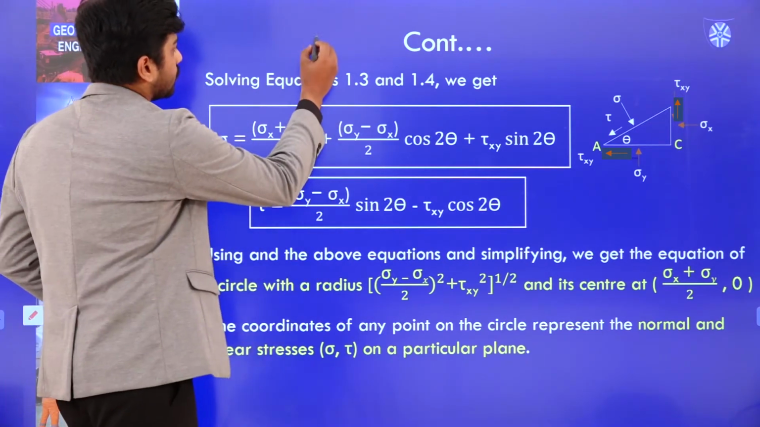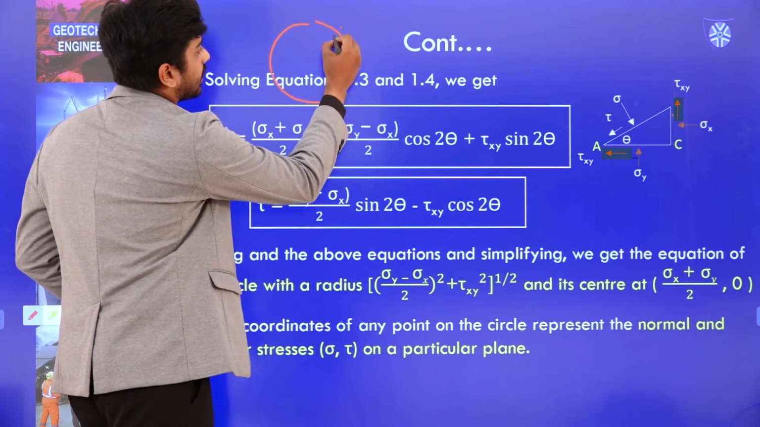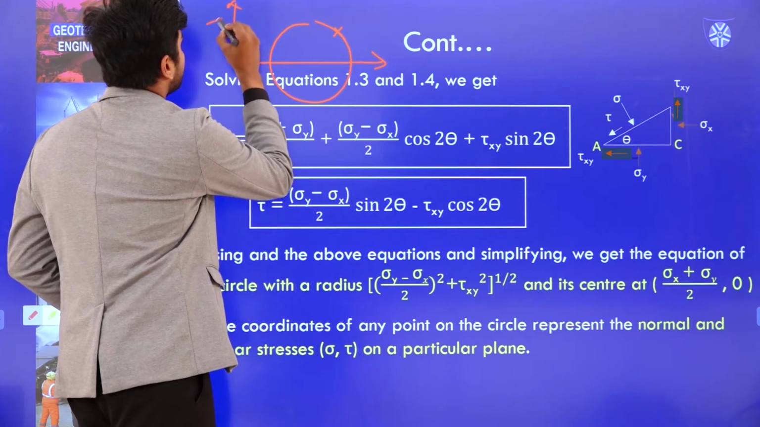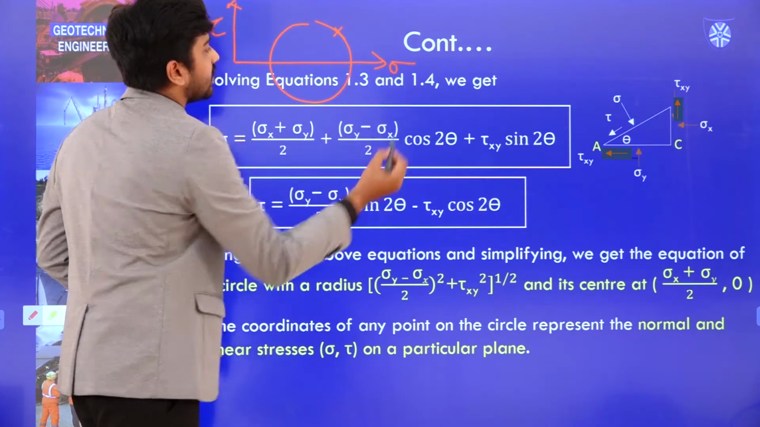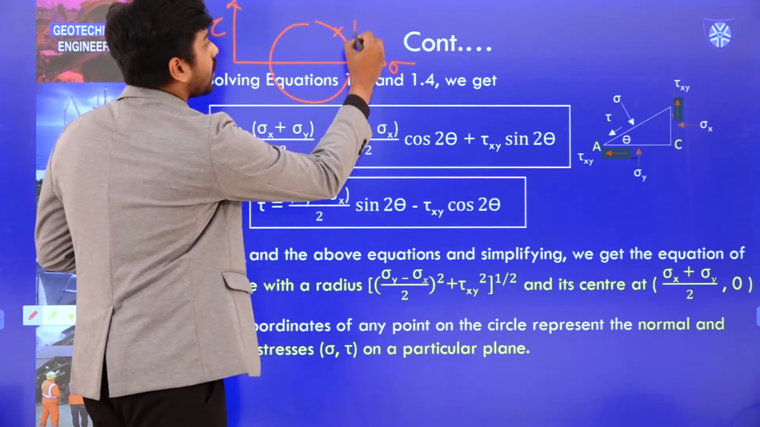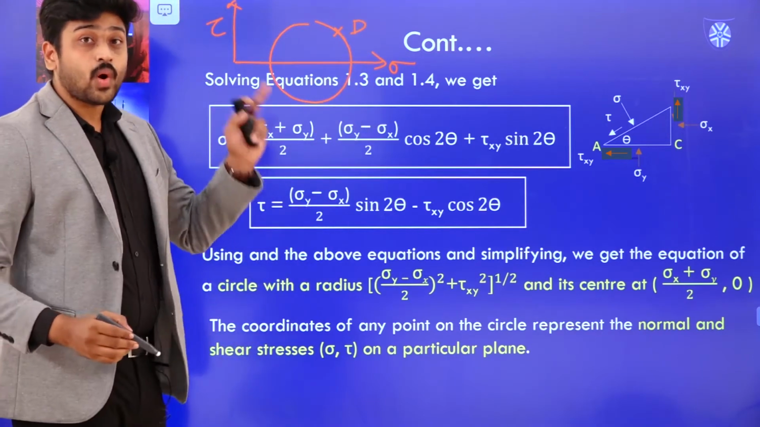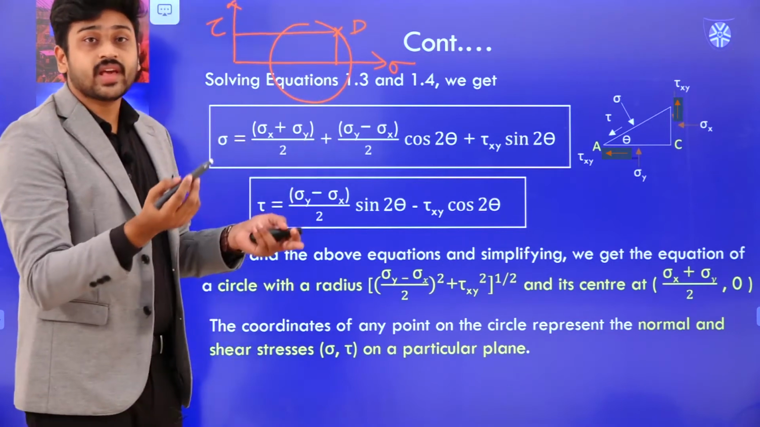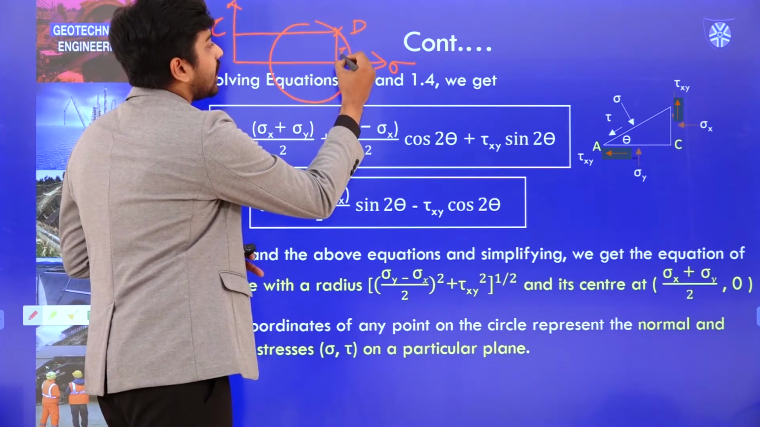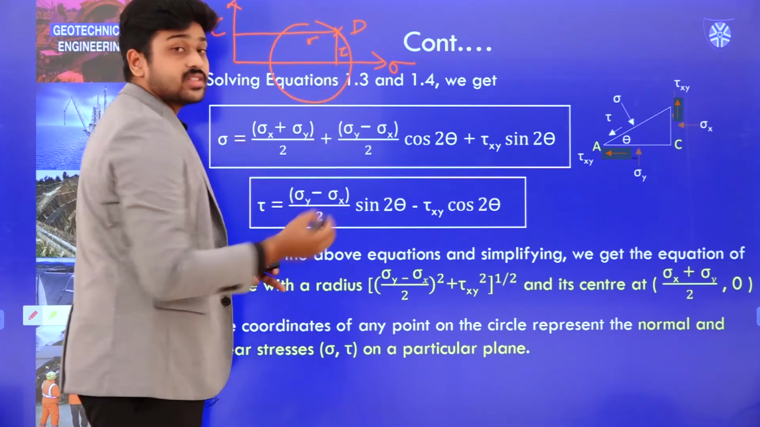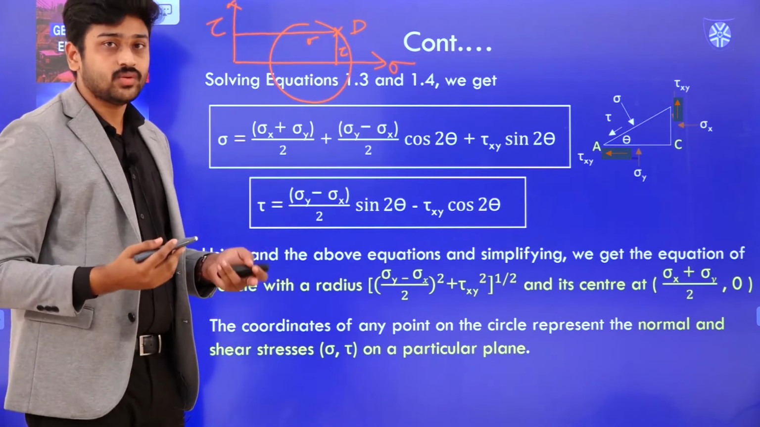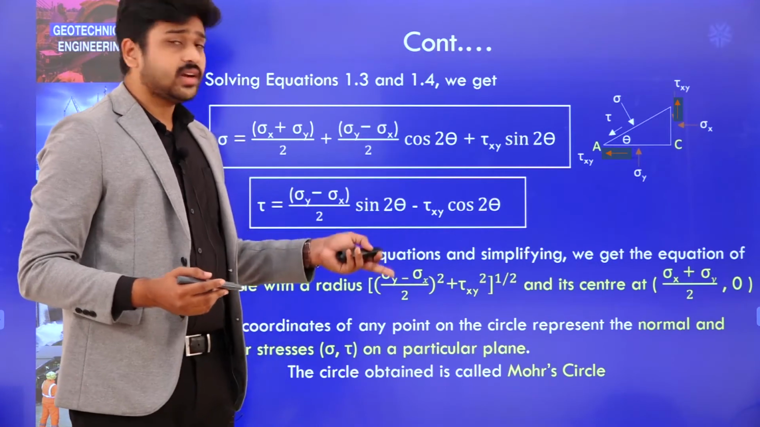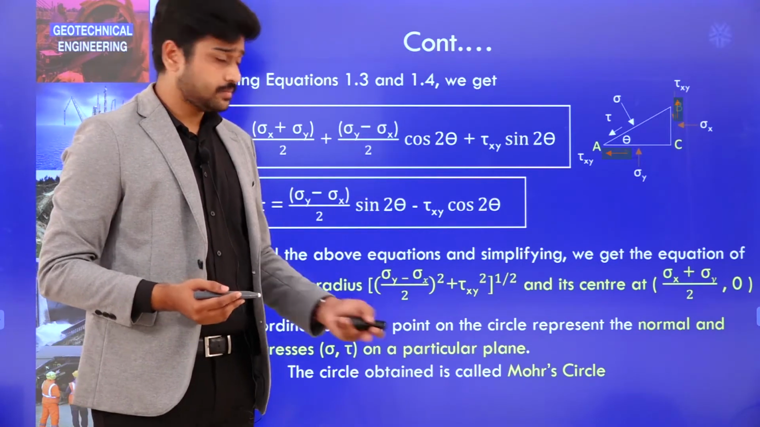So if I have to draw a circle and I represent any particular point, let this be tau and this be sigma. If I have to represent any particular point on the circle, then that point represents the stress on a particular plane having theta, with sigma and tau as the coordinates. Okay, that you need to understand. Now, finally, whatever we have obtained is nothing but my Mohr circle.